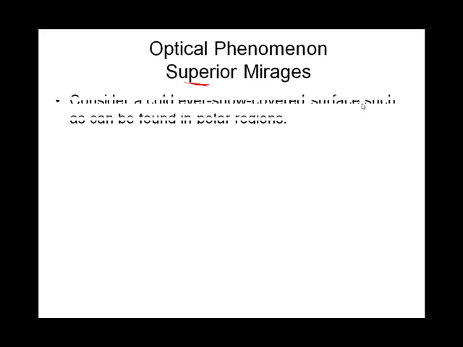The second type of mirage is called a superior mirage, and superior mirages won't be below the horizon, they'll be above the horizon. So actually we're going to see that superior mirages look like they're hovering instead of being below the horizon.